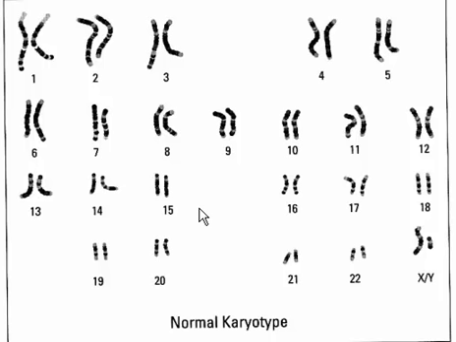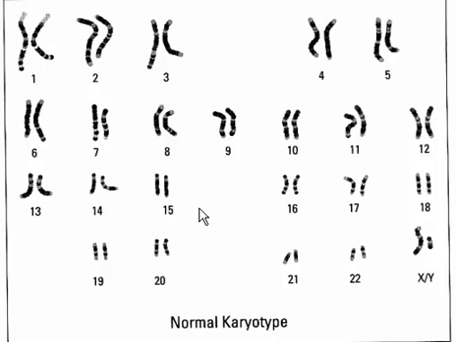This figure is showing a human karyotype, which is basically an organized picture of the chromosomes that are in the cell. Now let's talk a little bit more detail about what we're seeing here. We said in humans, a normal non-reproductive cell has 46 chromosomes.